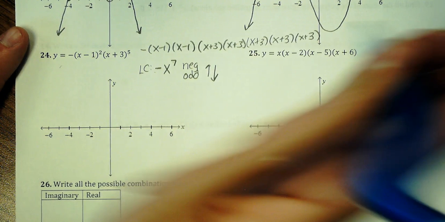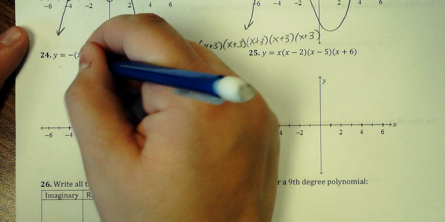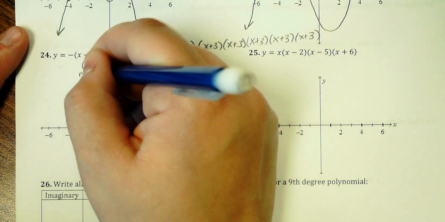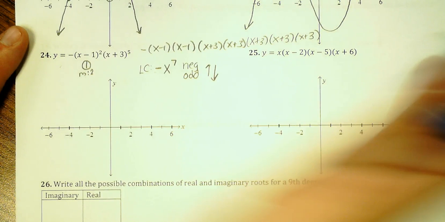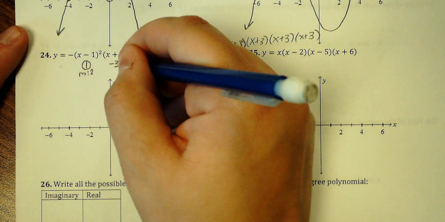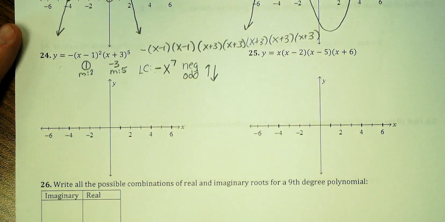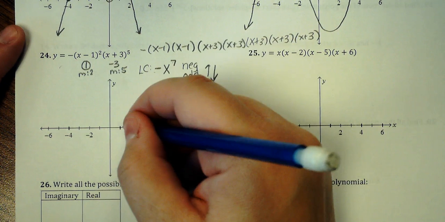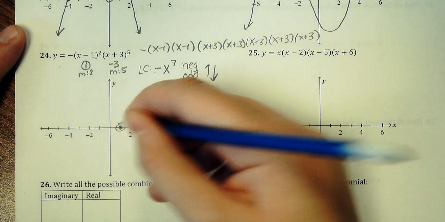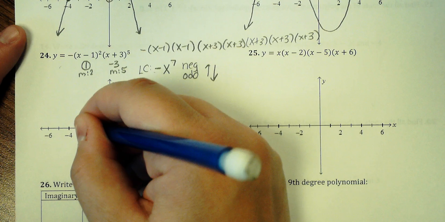Okay, now here, I'm going to go through positive 1. This will have a bounce because of the second multiplicity. I'm also going to go through negative 3. Now the multiplicity there is 5. If the multiplicity is odd, you go ahead and go through the x-axis. So I'm going to go through 1, and I usually just put a little circle around that to remind myself that I'm going to bounce.